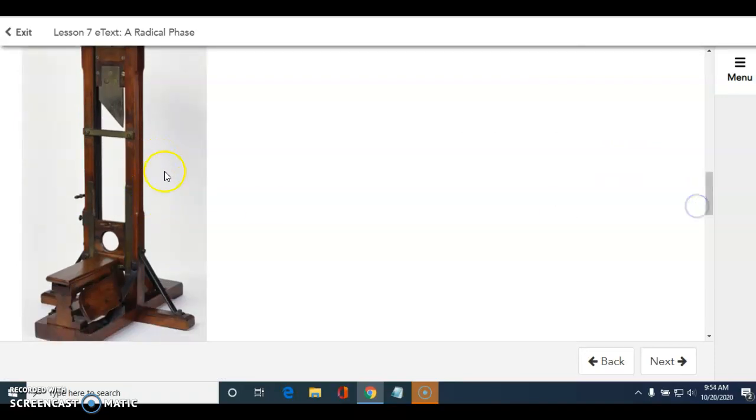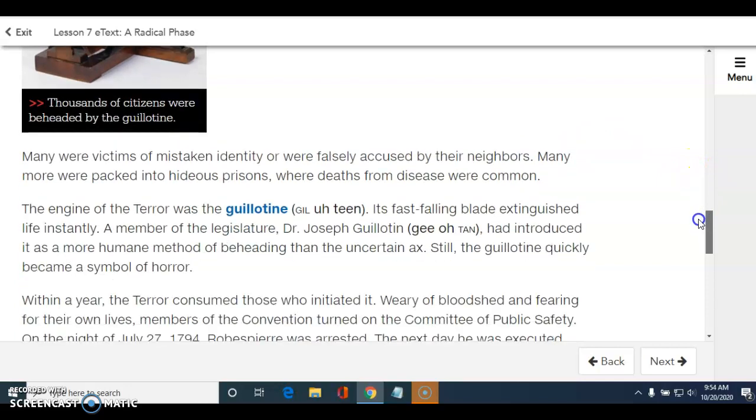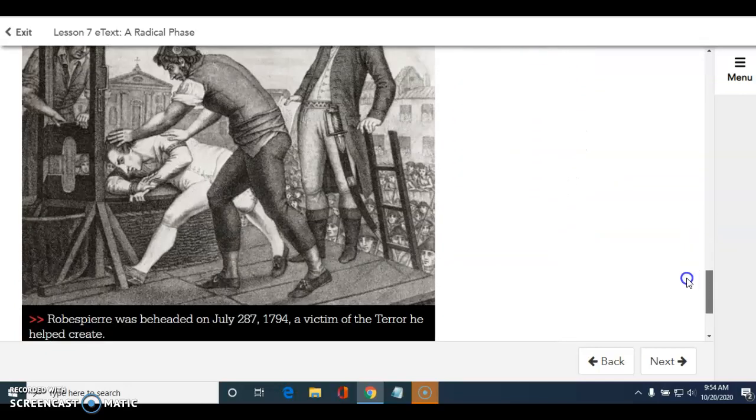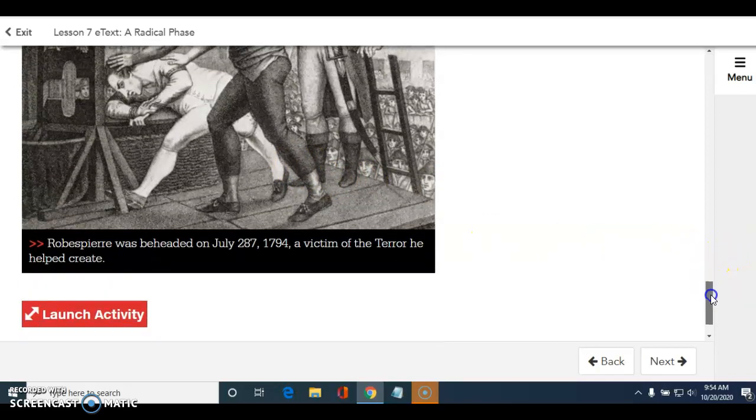Here's a picture of the guillotine and how it was used, and there's a little explanation about it. This is a picture of someone actually being executed, and this is Robespierre, who was executed by the government. So what he gave out came back to him.